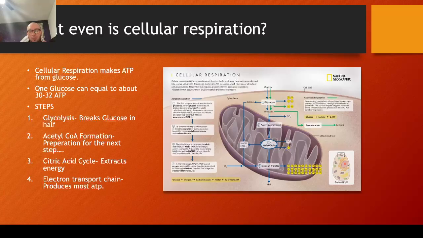It occurs in a couple of stages. It starts off with glycolysis, which breaks glucose into smaller molecules, as well as acetyl CoA, which prepares it for the next step, which is the citric acid cycle, which roughly extracts the high energy electrons, and then lastly we'll finish off with the electron transport chain. By the end of this process, one glucose molecule can generate a lot of ATP. I don't want to ruin the surprise, but we'll talk about it later.